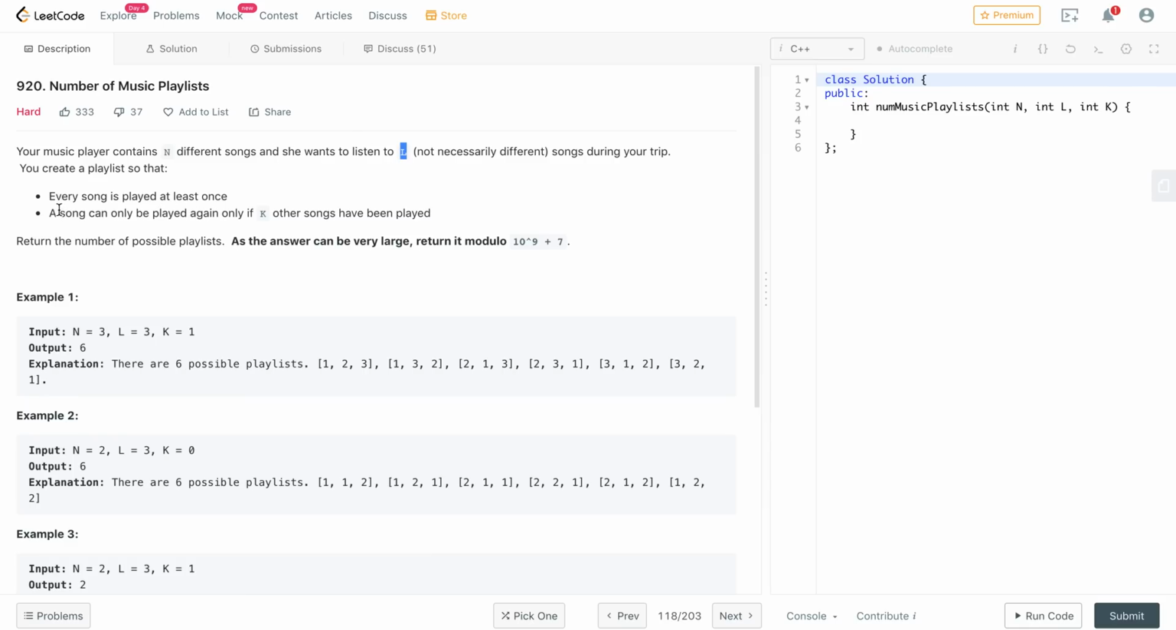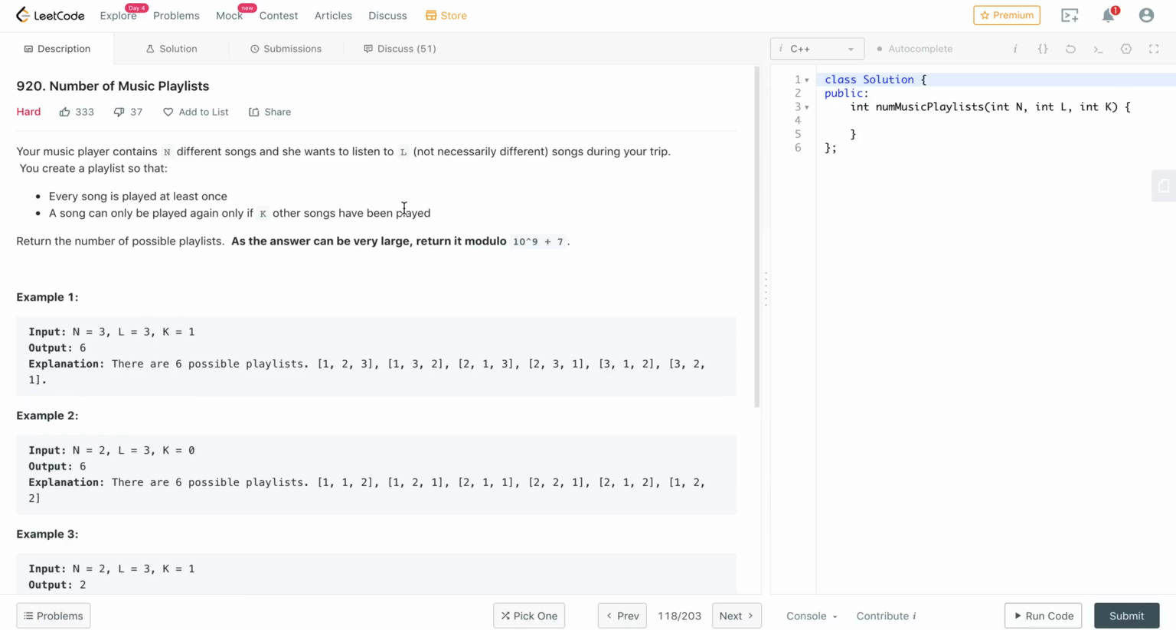There are certain conditions. The first condition is that every song is played at least once. The second condition is that we are given a number k, which indicates that a song can only be played again if there is a gap of k different songs. For example, if we have played song 1 and k equals 2, then we cannot play song id 1 until we have played two different songs.